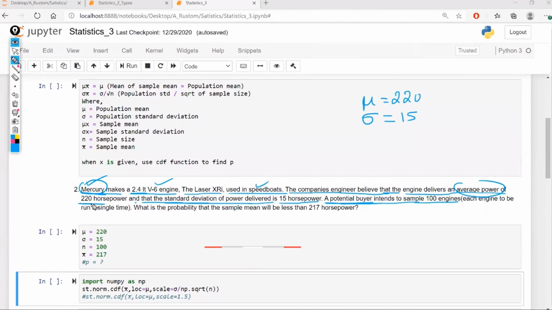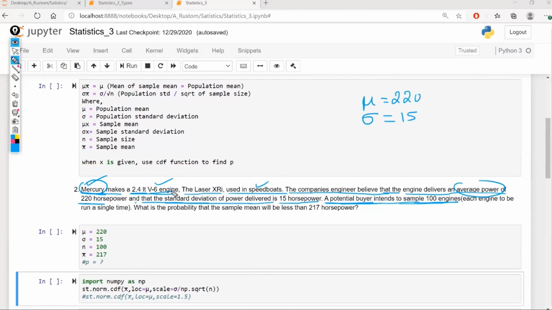The company can say that it has 240 or 300 horsepower, whatever it wants, but the buyer has to test it, because he is going to invest lakhs and lakhs of rupees to buy these engines, so he cannot simply go with the company's word. Whatever the company is claiming, we cannot simply believe it. So for that, he intends to sample 100 engines. He wants to test 100 engines.